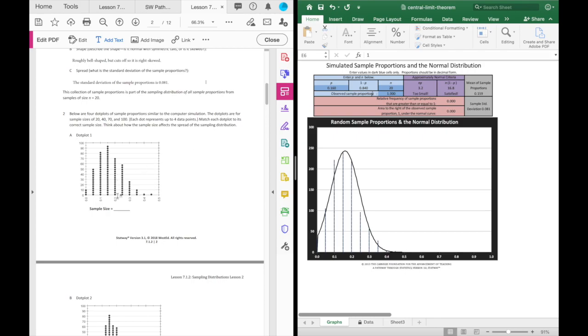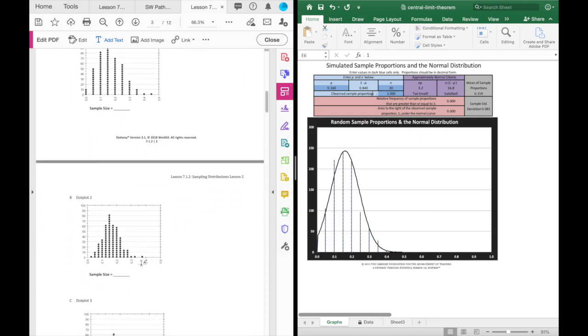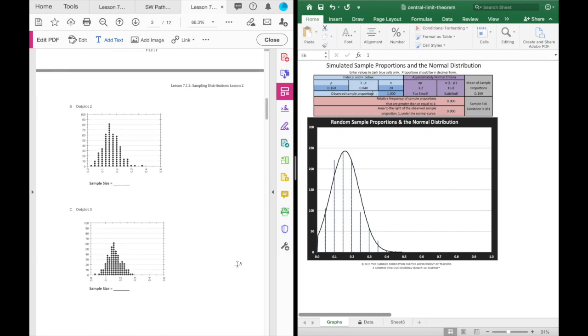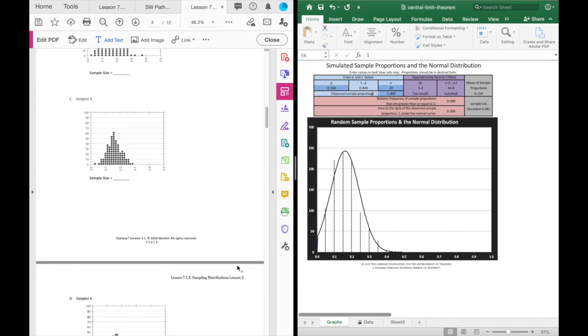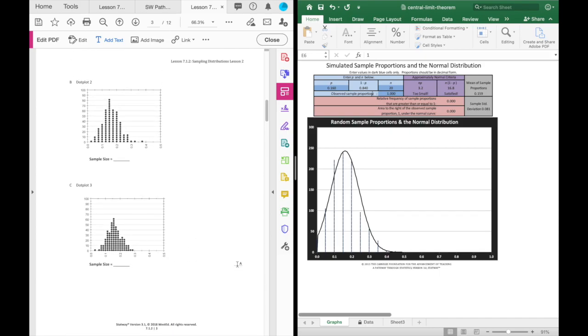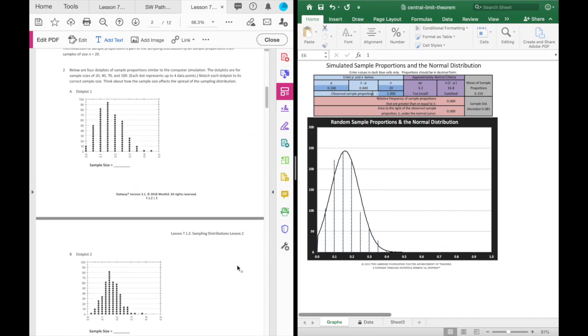So let's look at these pictures. Here we have something that goes from 0 to 0.45, right? That's a pretty big spread. And as we go down, we notice that this is a little bit narrower. So dot plot 2 is narrower. Dot plot 3 is even narrower. And then dot plot 4 is the most narrow one of all. So it looks like, since they're getting narrower each time, if we want to do a matching thing here, it looks like this is the sample size of 20.